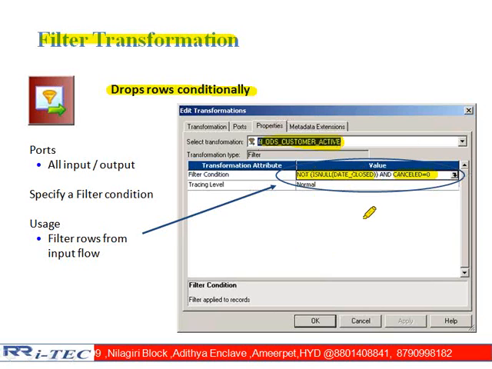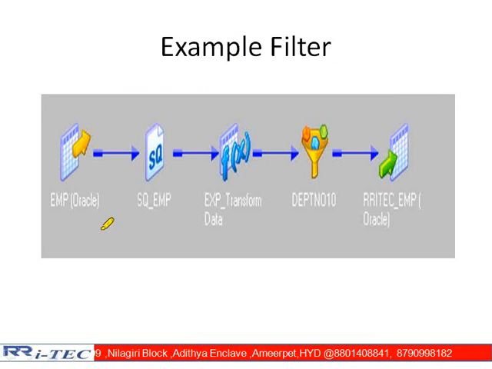Anyhow, we will come to understand this later. All input and output ports I am accepting. I can send input here, I can get output from here. Now, specify a filter condition, whatever you want. Filter rows from the input flow. From the input, whatever records we are getting, we are trying to filter those out. Now, this was the example of the filter.